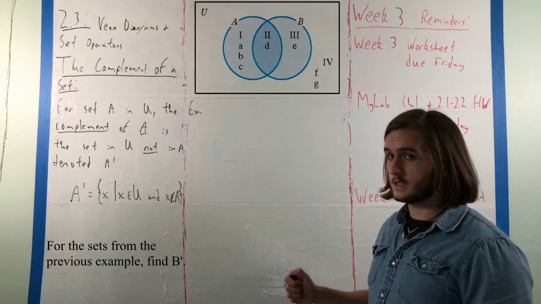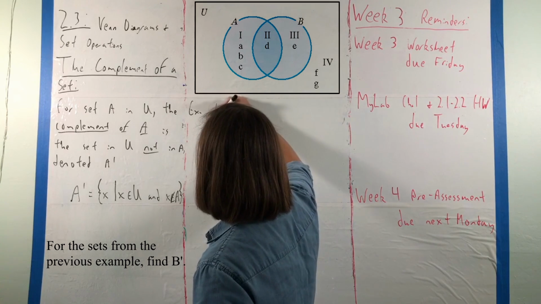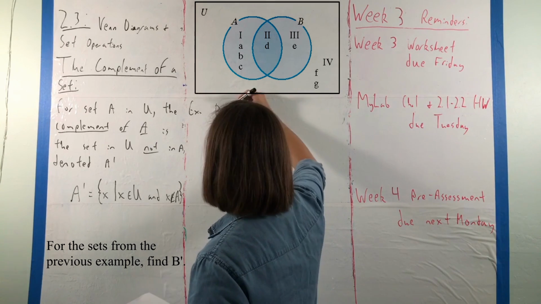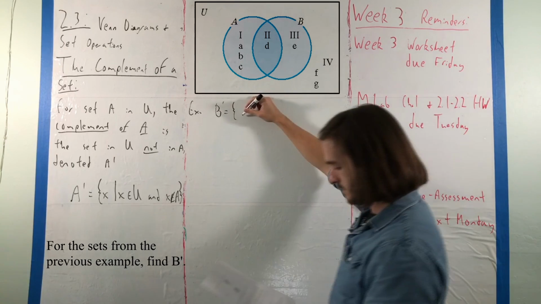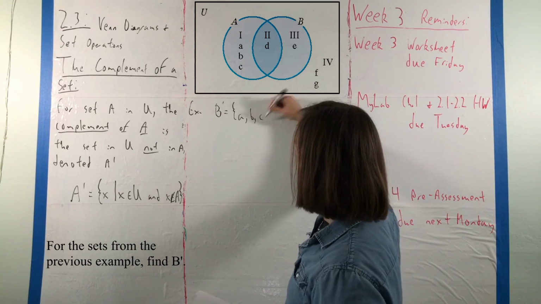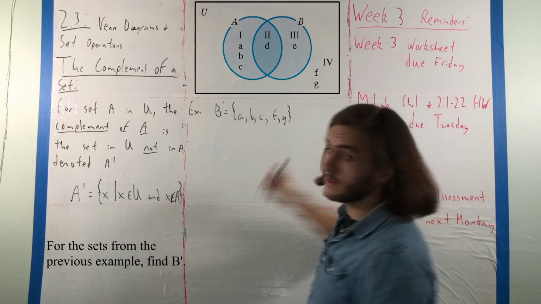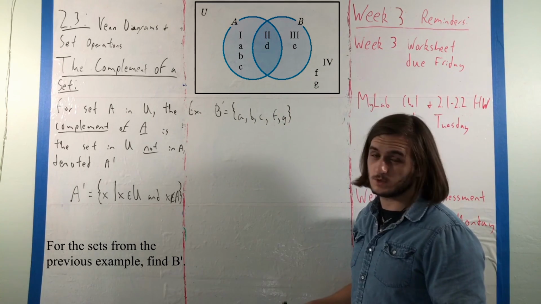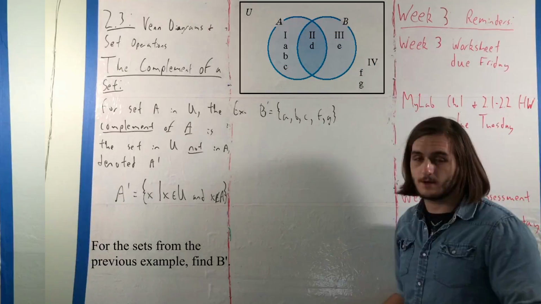Well, if B is D and E, that means the complement is stuck being everything except for D and E. So B complement would just end up being A, B, C, F, and G. Everything else that's in U, which would include a good chunk of A and then a couple of elements that are just hanging around on the outside.